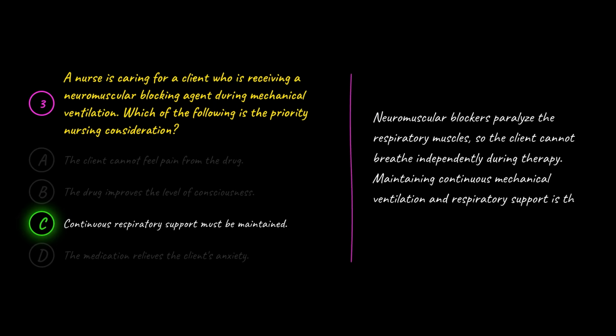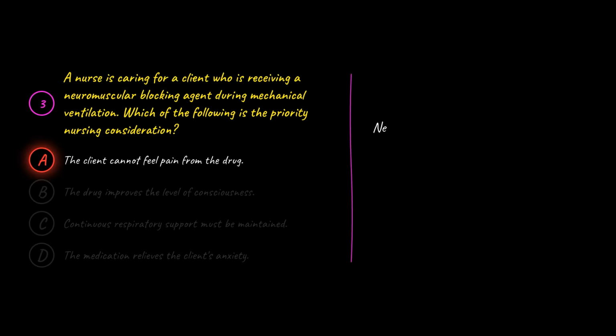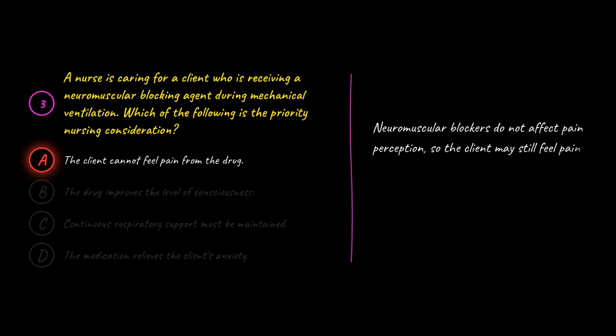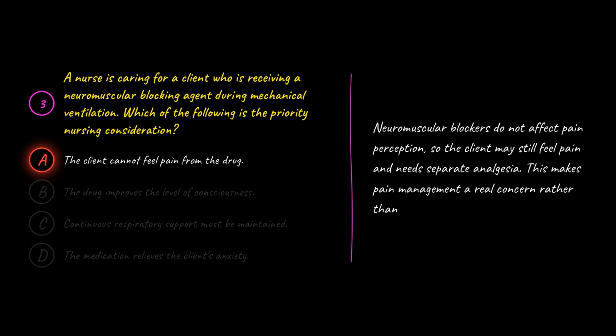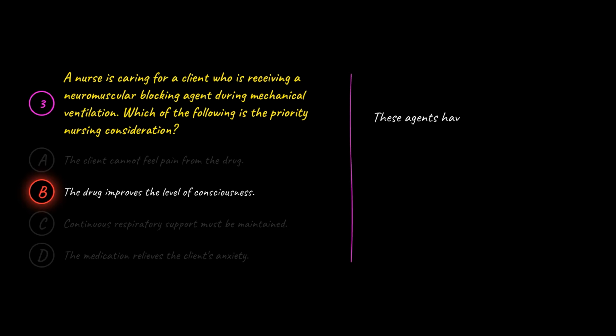of paralysis. A is wrong because neuromuscular blockers do not affect pain perception, so the client may still feel pain and need separate analgesia. This makes pain management a real concern rather than a reassuring feature of the drug for the client. B is wrong because these agents have no effect on consciousness or thinking at all.